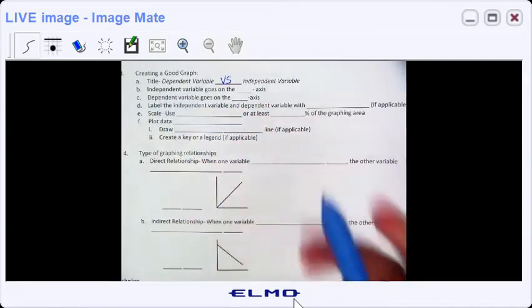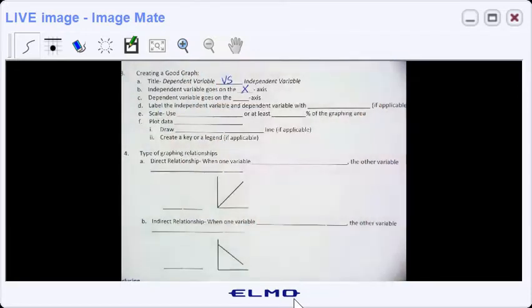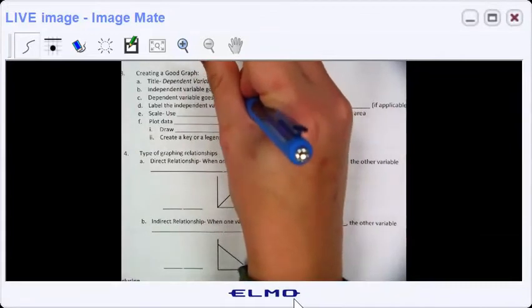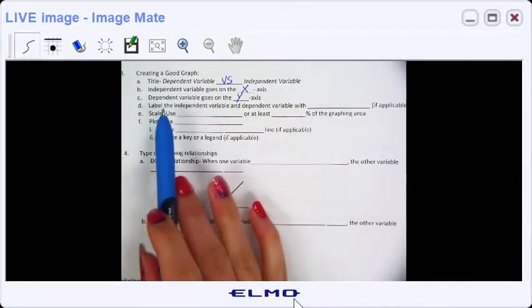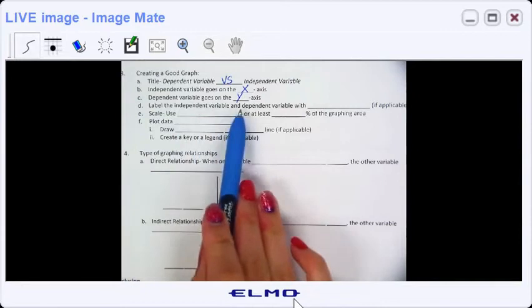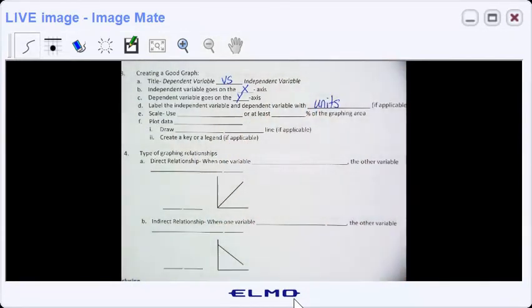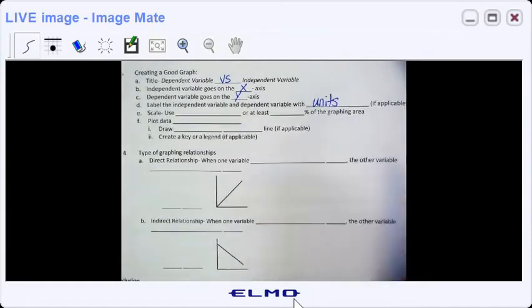Our independent variable always goes on the x-axis. We went over that in data tables. So our dependent variable goes on the y. We label the independent variable and dependent variable with units if we were measuring anything. So centimeters, milliliters, liters, always use your units. Seconds.